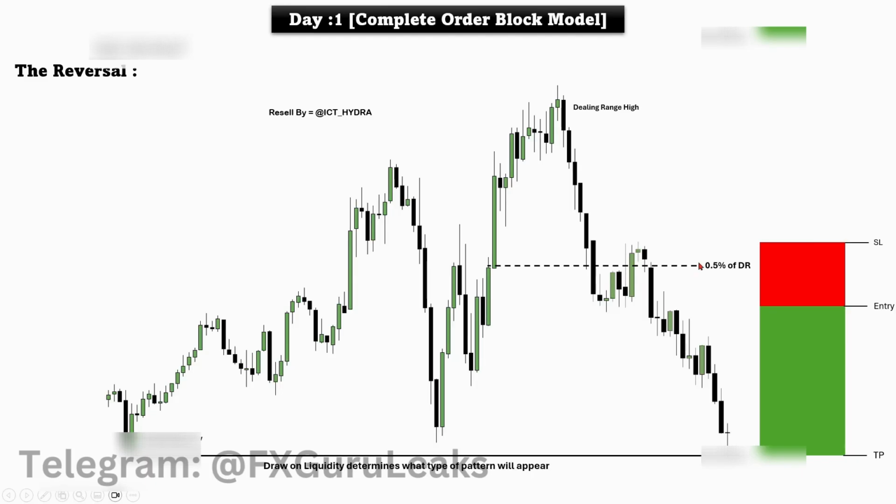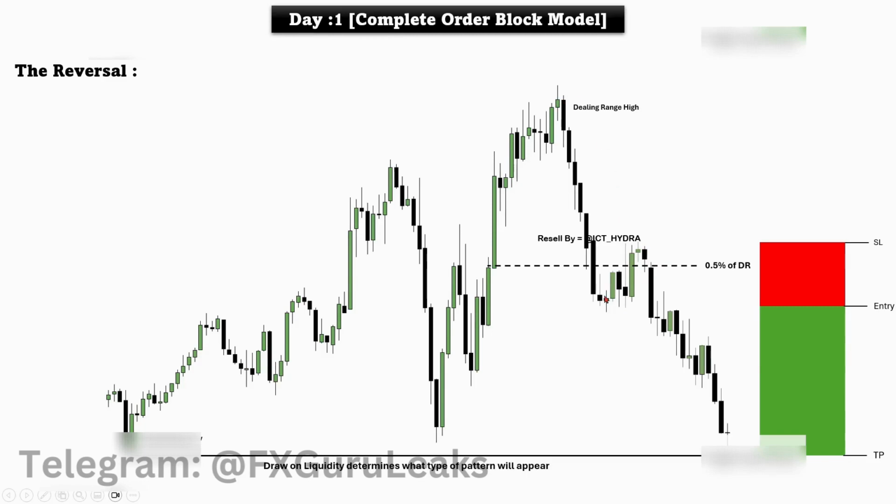0.5 of DR. We got a little bit of push higher, some up close candles. Then you got the low. We got a stop hunt, fair value gap. That's your entry at the fair value gap or at the order block's body with a stop loss just up at the 0.5, just above the order block. Now the order blocks here can reach 0.5 of this trading range.